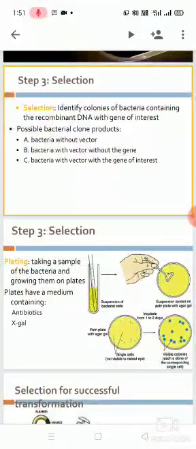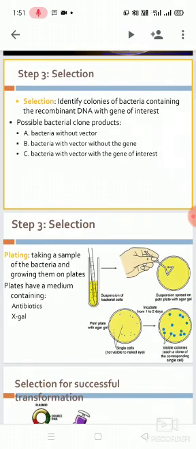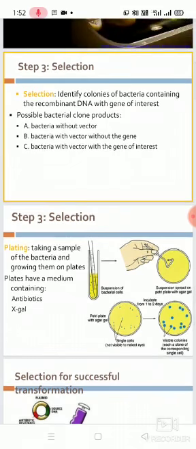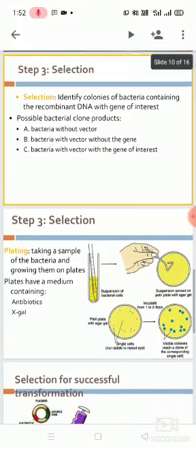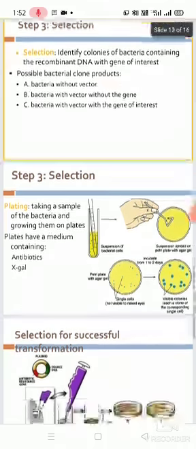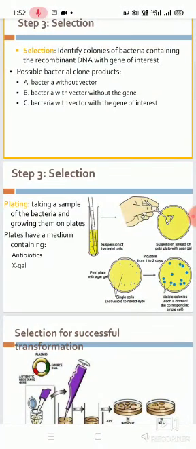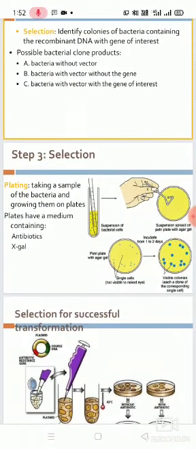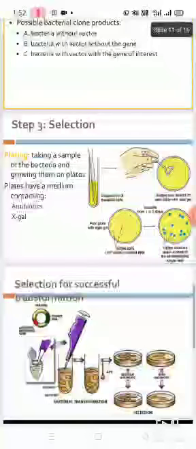After transformation is done, we have to check which condition is there. A condition where bacteria with vector and with the gene of interest persist is the best condition. This is the exact condition which we require. So we have to eliminate the first two conditions, that is bacteria without vector, and second, bacteria with vector without the gene, because this will not fulfill our aim. Condition A and condition B are not required. The condition required is condition C, where the bacteria with the vector and with the gene of interest is obtained.